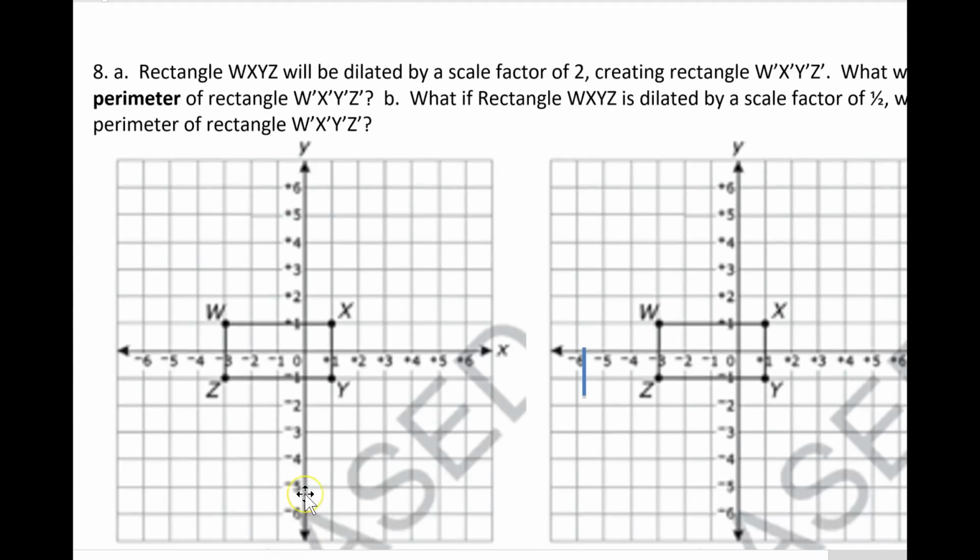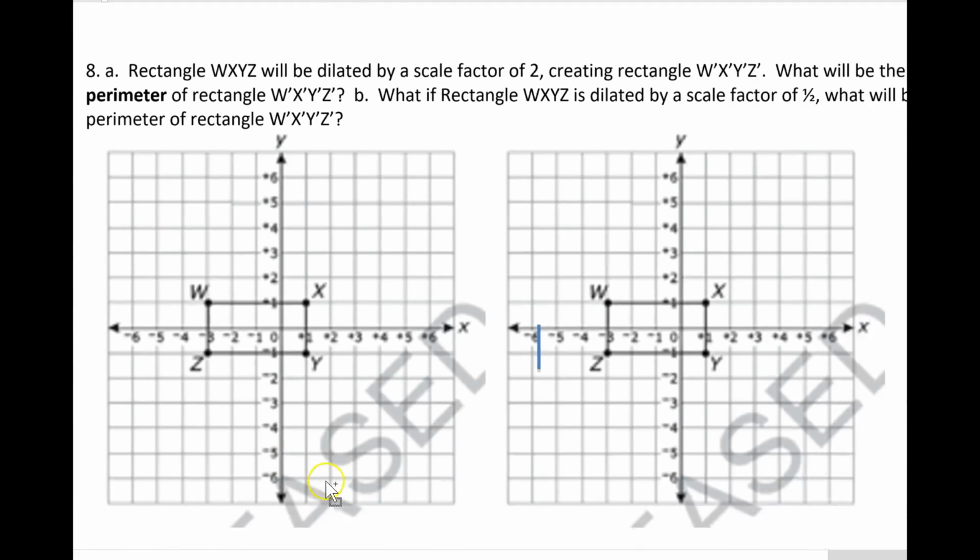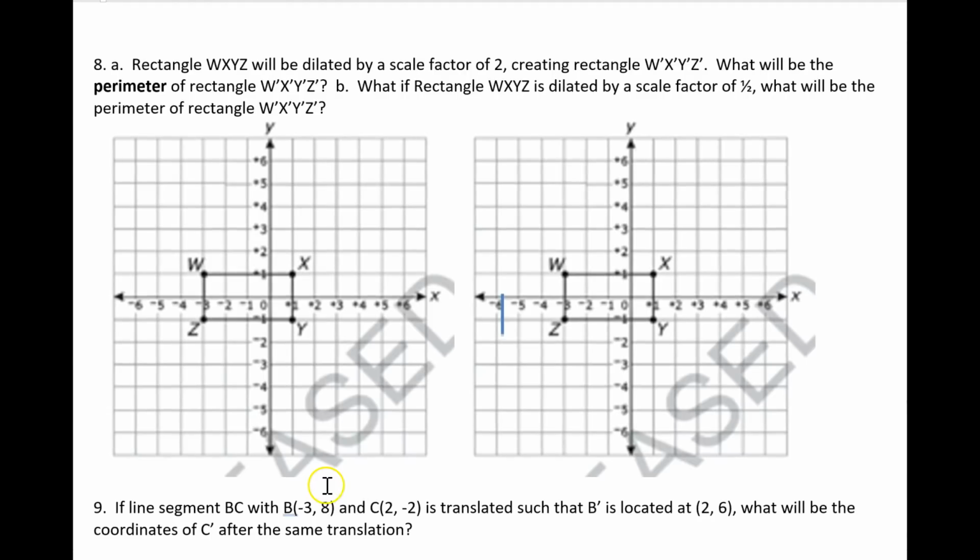All right, number 8, rectangle. Let me shrink this so we can see the whole thing. Rectangle WXYZ will be dilated by a scale factor of 2. Rectangle W prime, all that. What will be the perimeter of rectangle W prime? What if the perimeter is dilated by a scale factor of 1/2? What will be the perimeter? All right, so we know that this image right here will be dilated by a scale factor of 2.